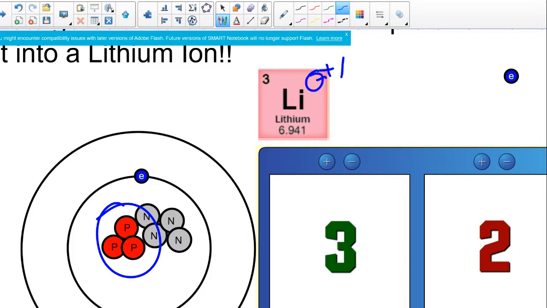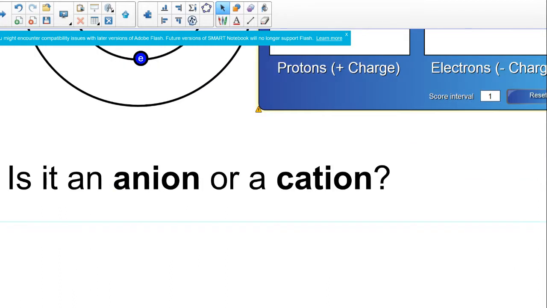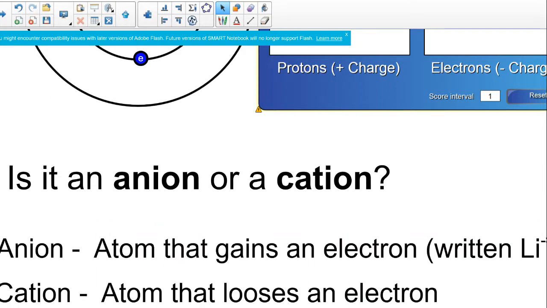Now, what was it called when I gained or lost an electron? Is this an anion or a cation? Well, if you can't remember, the cation is when it loses an electron, or we end up gaining positive charge to it. So this is actually going to be a cation.